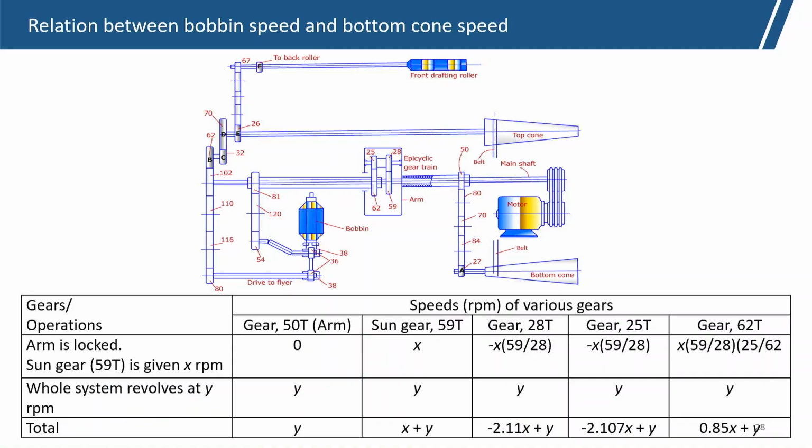Now, you can see here the fixed speed from the main shaft is superimposed with the variable speed from the bottom cone drum through this epicyclic gear system.